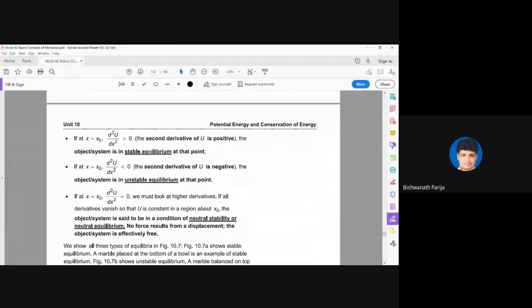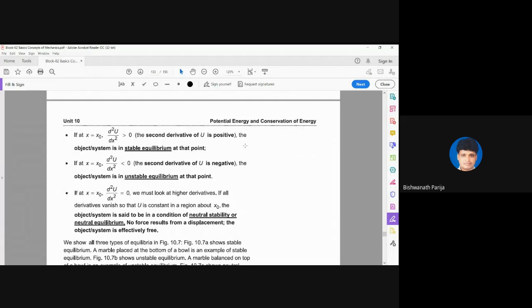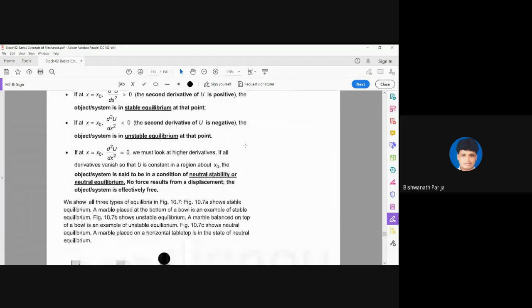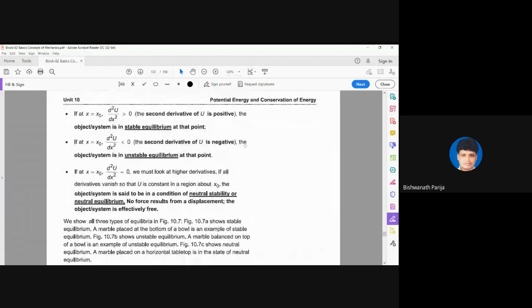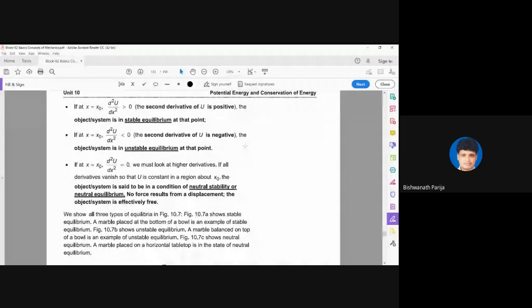You remember these three points: when is it stable equilibrium, when unstable equilibrium, when neutral equilibrium. You note these points, you check, the equation will give, and you do the double derivative. If you are getting positive, this is stable equilibrium; negative, unstable equilibrium; zero, neutral equilibrium. Everyone clear?